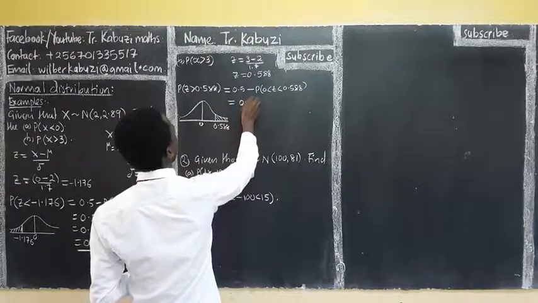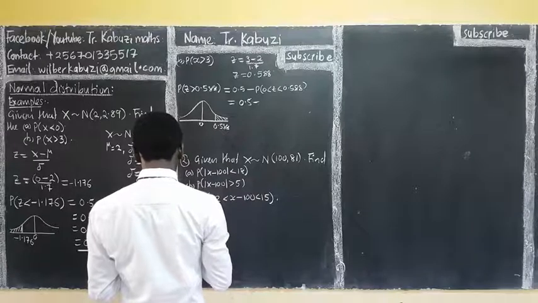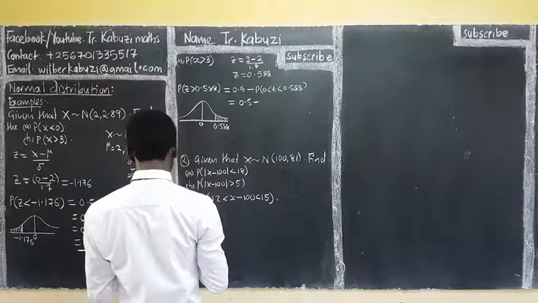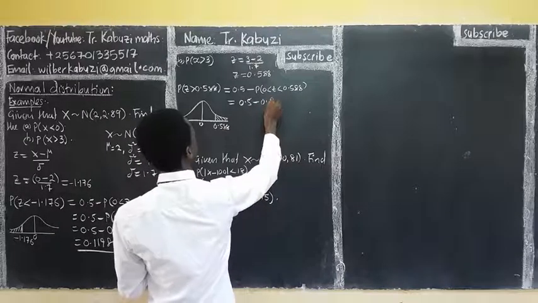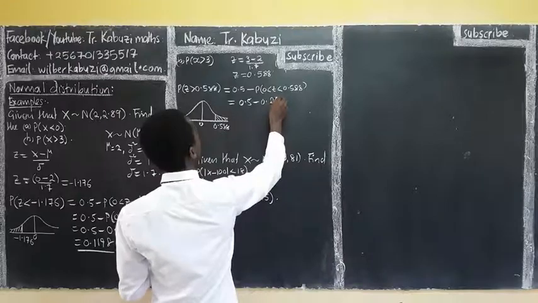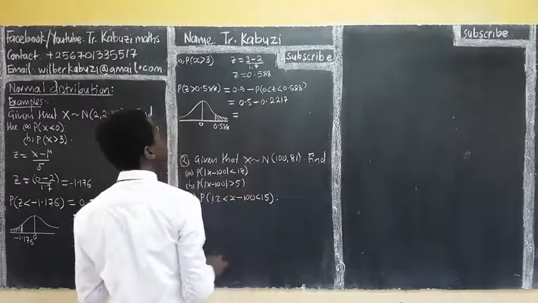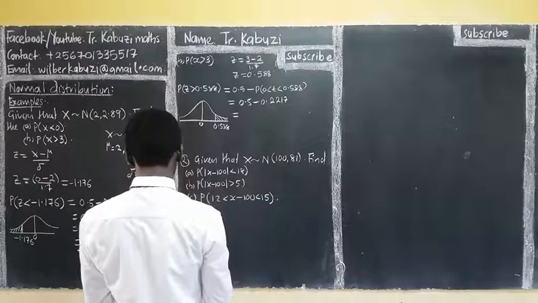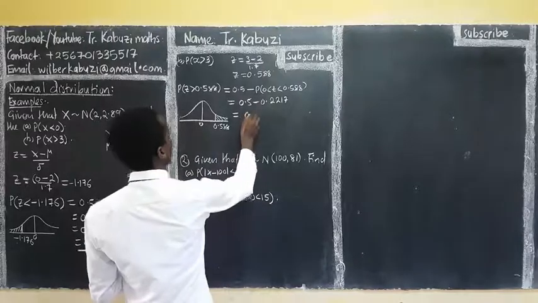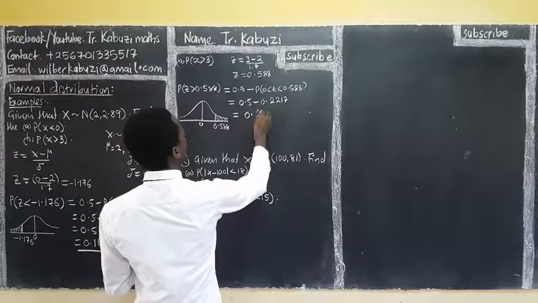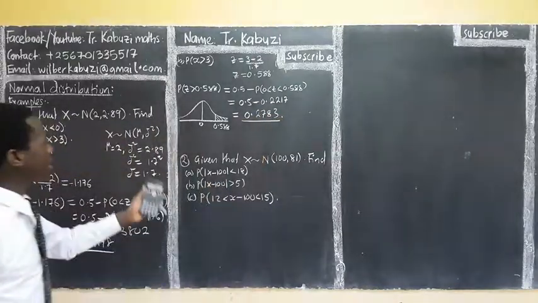Then this will be 0.5. Then reading off the table, the value we are getting is 0.2217, to 4 decimal places. So 0.5 minus 0.2217, the answer there is 0.2783. So that's how we handle this too.